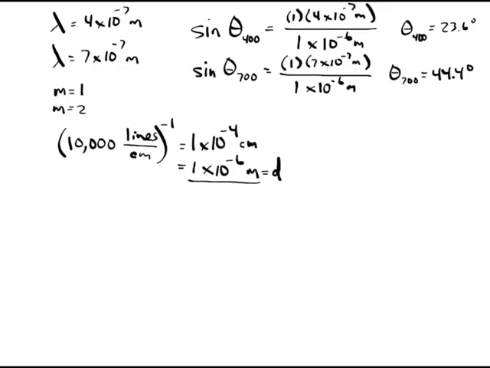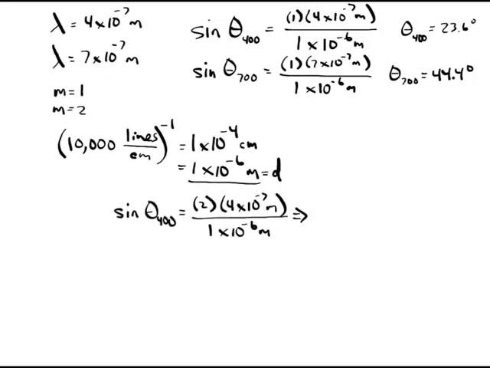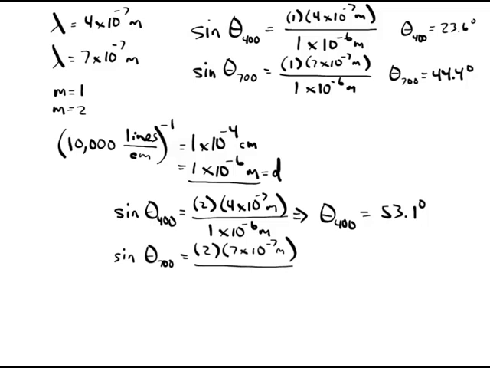Now for the second order, the only thing that's going to change is that we're now going to have a 2 for our order number. That'll give us an angle for the 400 of 53 degrees. Now when I do this for 700, something interesting is going to happen. I have 2 times 7 times 10 to the negative 7 meters over 1 times 10 to the negative 6 meters. This number here is greater than 1. If you try to plug it in your calculator and take the inverse sine, it's going to say error. You can't do that. And what that means is there is no second order maximum. It does not exist for the second order maximum.